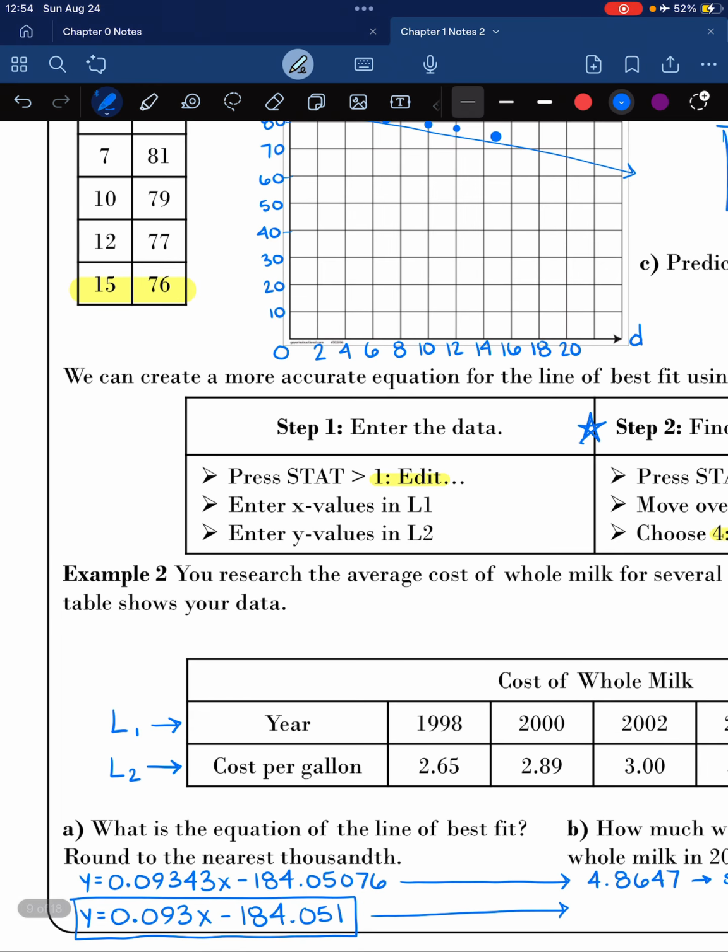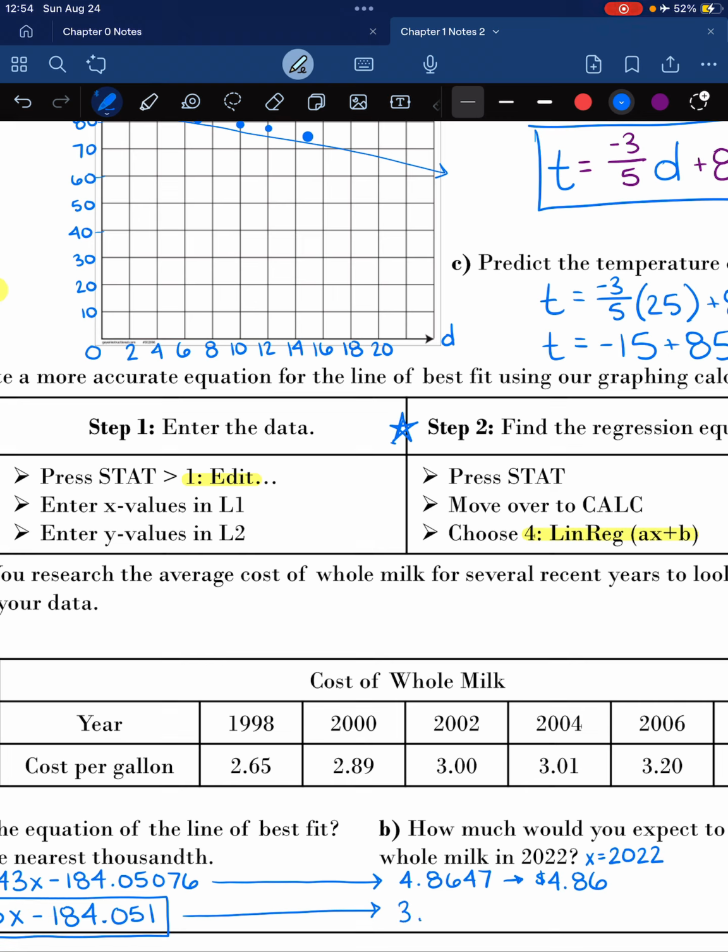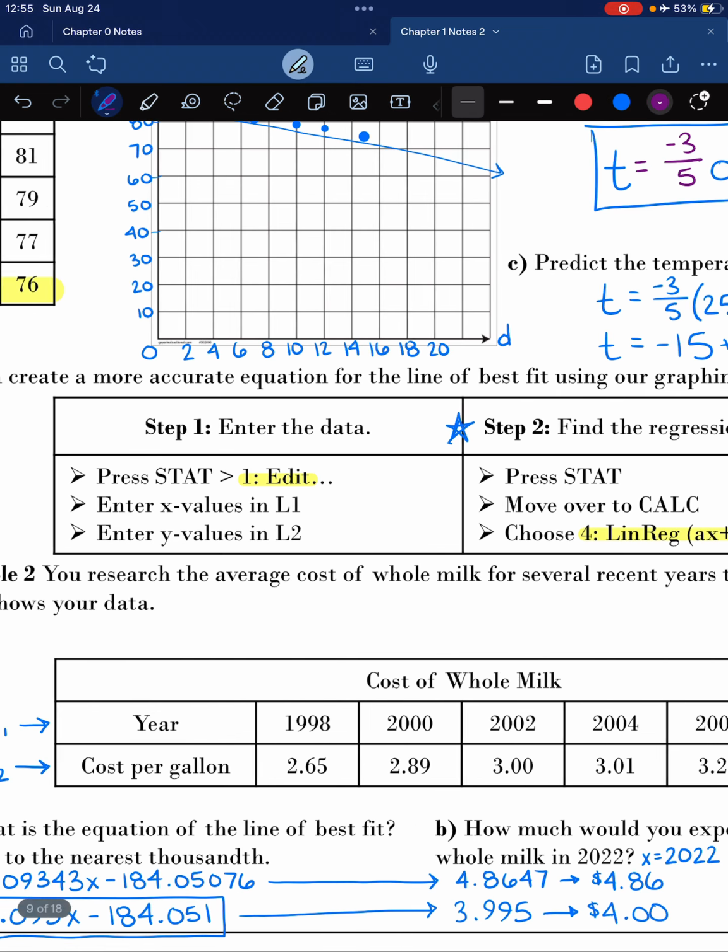Okay, but what happens if I had used that bottom equation? So if I do 0.093 times 2022, then I subtract 184.051, we end up getting that the cost of milk is only $3.99, which, if I were to round that correctly, ends up as exactly $4. And that is a huge difference in my estimated price of milk. That's almost a whole dollar different.